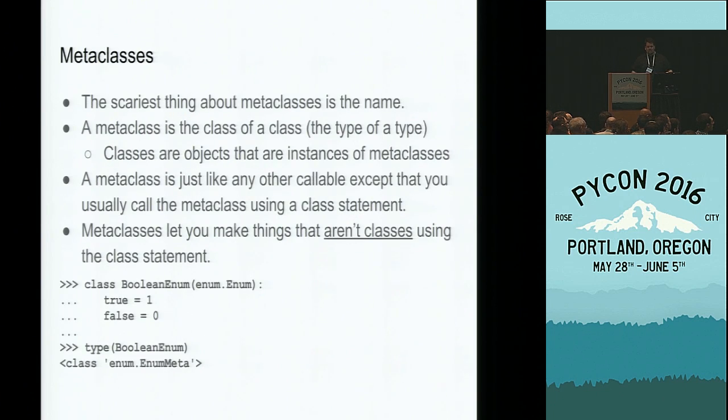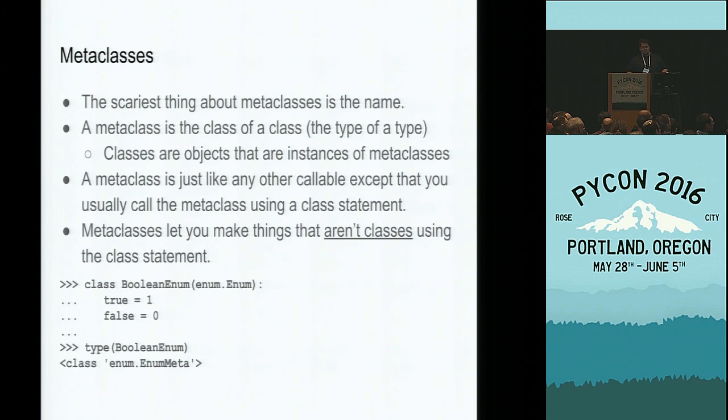In a lot of ways, the scariest thing about metaclasses is the name. The API is also a little scary, but a lot of people are overly intimidated by them. A metaclass is just the class of your class, the type of your type. A class, just like everything else in Python, is just an object, so obviously it's going to have a class. It's going to be an instance of a class. And that's what metaclasses are.